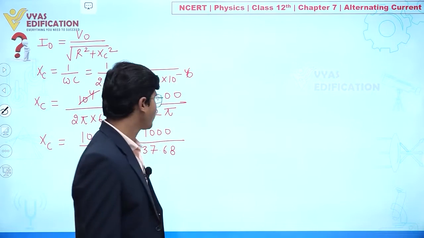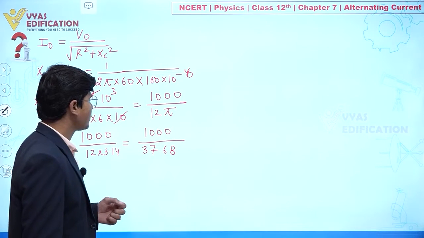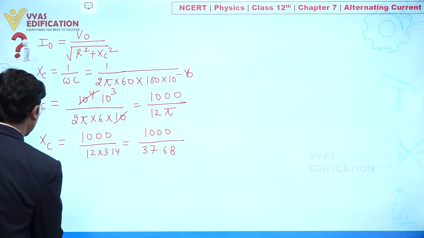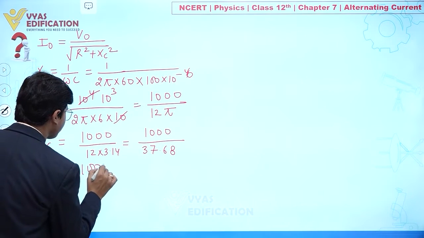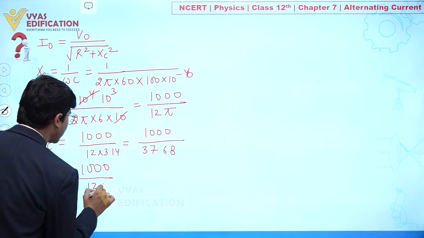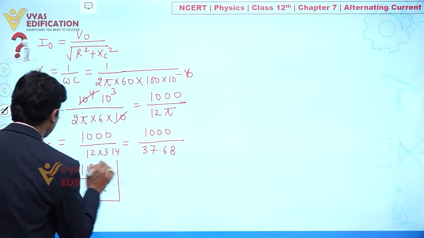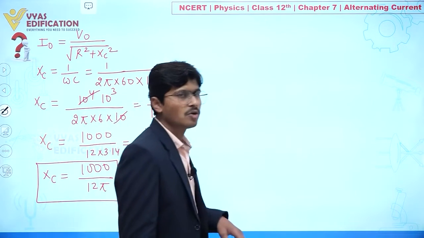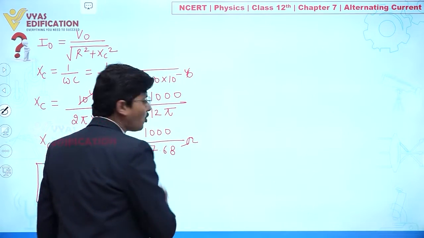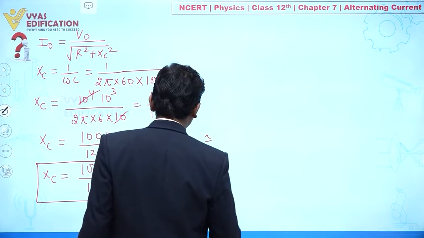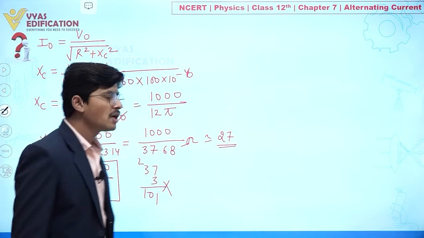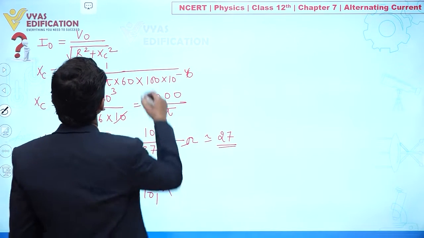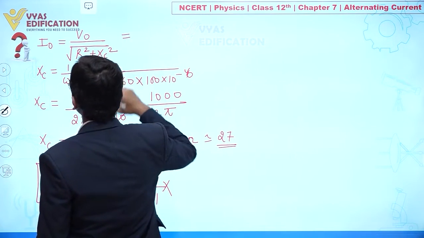Now if you write the value of XC, you can first write it as 1000 divided by 12 pi only. So this is the value of XC. You can calculate it, no problem, and you will find this value in ohm. We are getting this value near about 27. Now if I place this value in this term, along with the value of V naught.